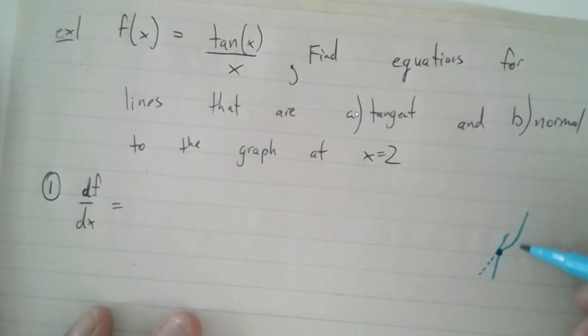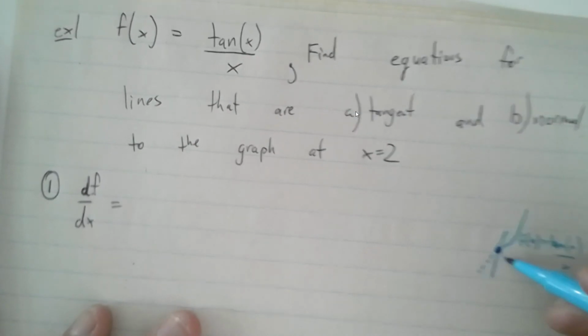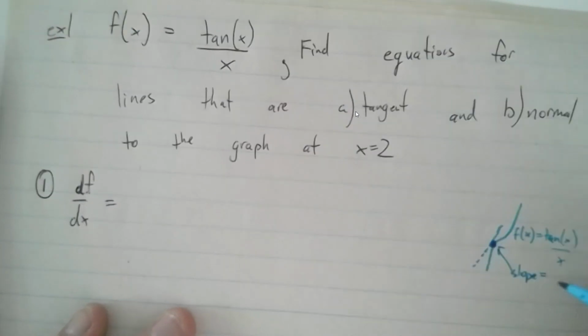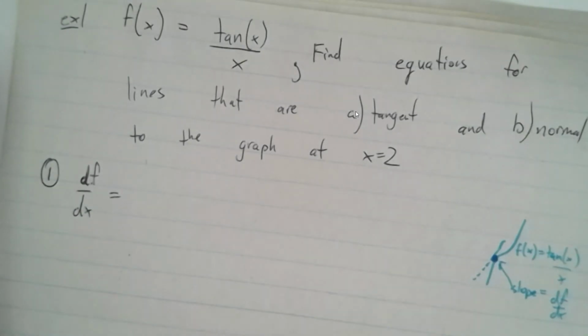And f of x was equal to tan of x over x. I need to find the slope of that, and the slope is equal to df/dx. The slope of this dotted line has to be df/dx. That's what I want you guys to do. You need to find the derivative of f with respect to x.